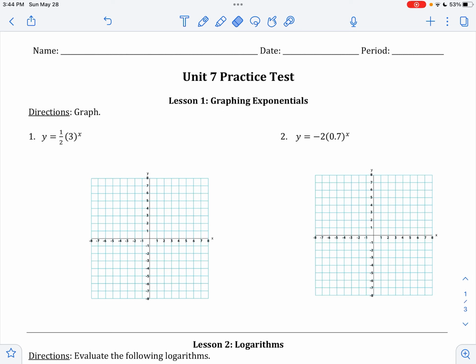Hi everyone. Because I got called into jury duty, I am doing this a lot differently than I hoped to, but we're going to do the practice test together.